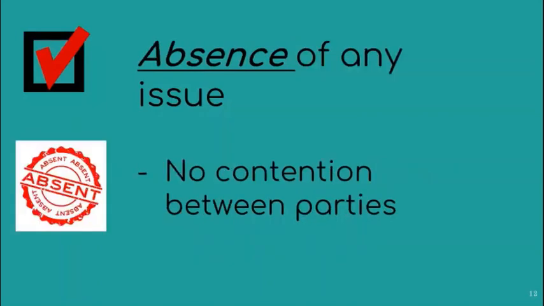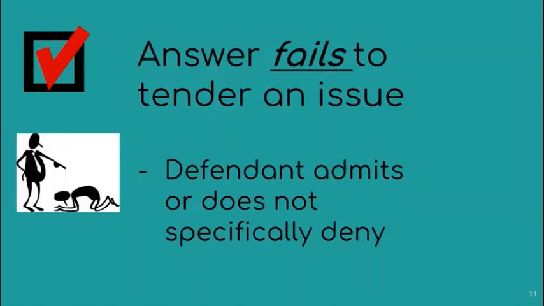And the next situation is absence of any issue. There is no contention between the parties. The defendant is admitting the claims of the plaintiff. And the next one, the fourth situation, is when the answer admits or does not specifically deny the allegations in the plaintiff's complaint. This means that the answer fails to tender an issue.